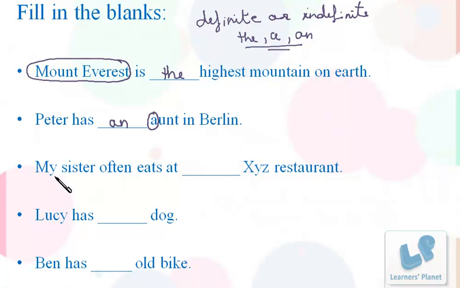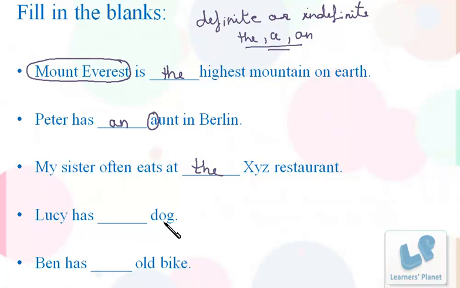Now the next one is, my sister often eats at dash XYZ restaurant. Over here we are talking about my sister who always eats at some specific restaurant. This means that she loves to eat over there and she really likes that restaurant. That's why over here we'll use the. My sister often eats at the XYZ restaurant.